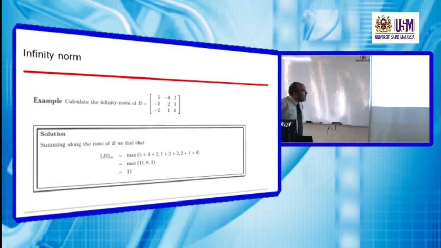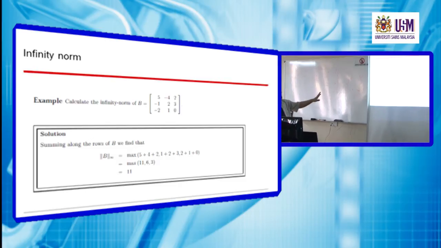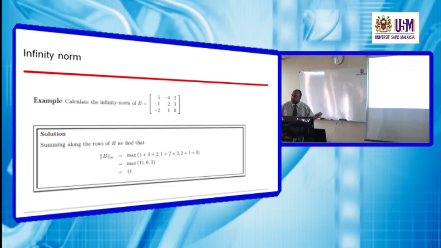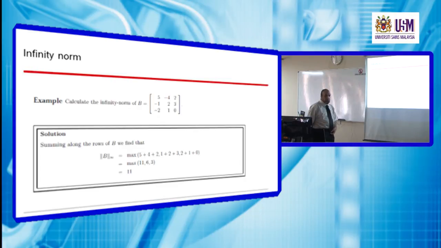We have also the same example as before. We have a matrix B with dimension 3 times 3, 3 rows times 3 columns, and we define the L infinity norm by summing the absolute values of the elements of the three rows. Is there any problem? Is there any question? So the first row is 5 plus 4 plus 2, which gives 11. The second row, 1 plus 2 plus 3, gives 6. The third, 2 plus 1, gives 3. So the L infinity norm of this matrix is 11.